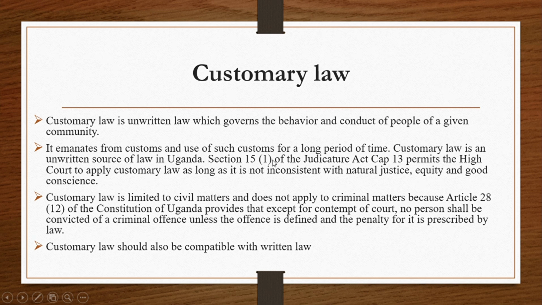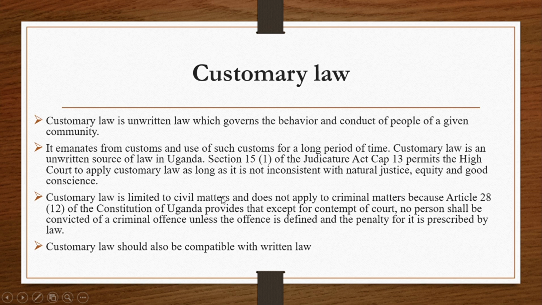Section 15 of the Judicature Act, Chapter 13, permits the High Court to apply customary law as long as it's not inconsistent with natural justice, equity, and good conscience. So the court is allowed to apply customary law when it's making decisions. Customary law is limited to civil matters and does not apply to criminal matters.